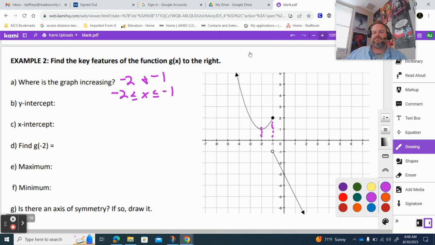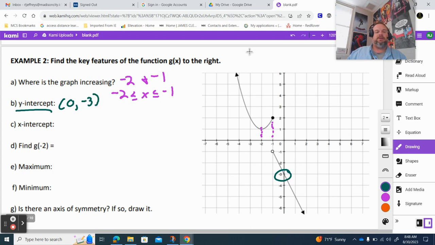All right, our y-intercept. Where is our y-intercept? Yeah, so it's (0, -3). Okay. By the way, the ones I'm going to put stars by, these are the ones that I really expect you to be able to do.